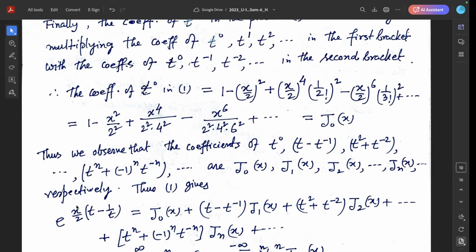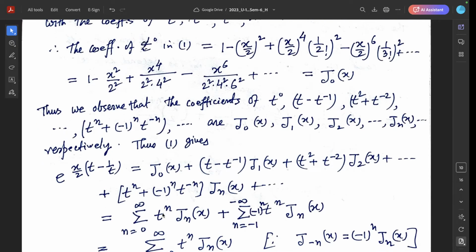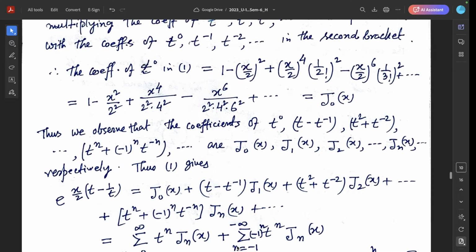Thus we get e to the power (x/2)(t minus 1/t) is J0(x) plus (t minus t to the power minus 1) J1(x) plus (t square plus t to the power minus 2) J2(x) and so on. And this is equal to summation n equal to 0 to infinity t to the power n Jn(x) plus summation n equal to minus 1 to infinity (minus 1) to the power n t to the power n Jn(x). Now (minus 1) to the power n Jn(x) is J of minus n (x). So combining this, we can write summation n equal to minus infinity to infinity t to the power n Jn(x). Hence the result.